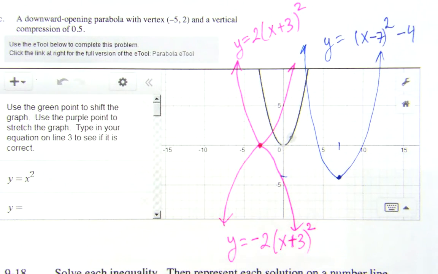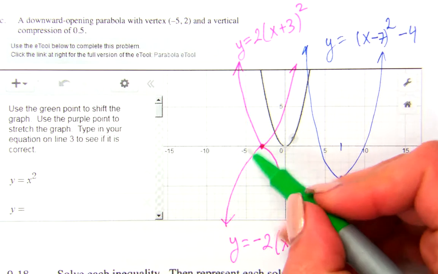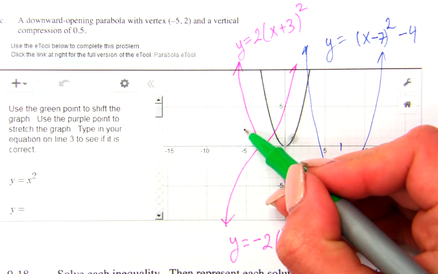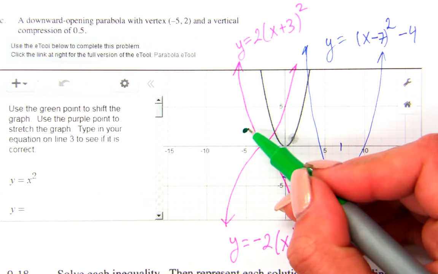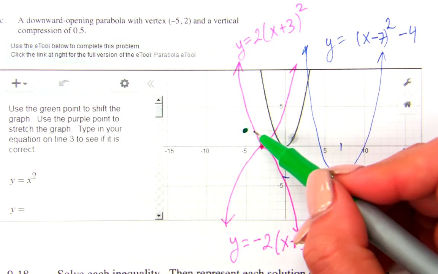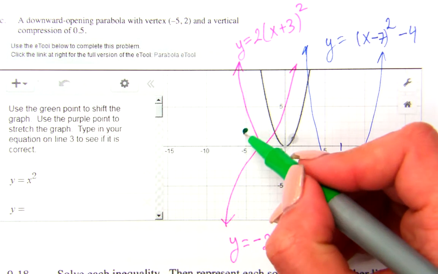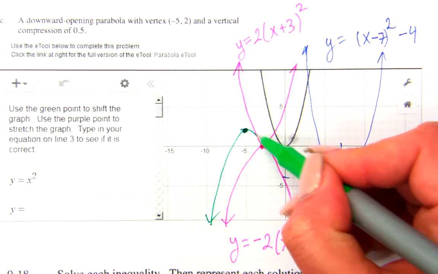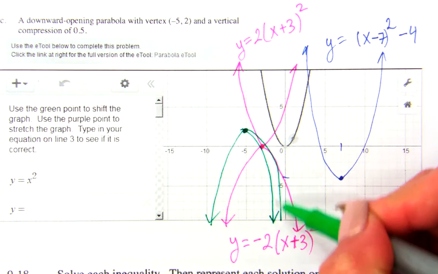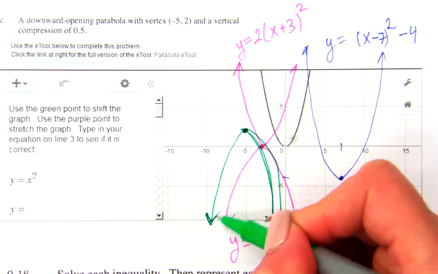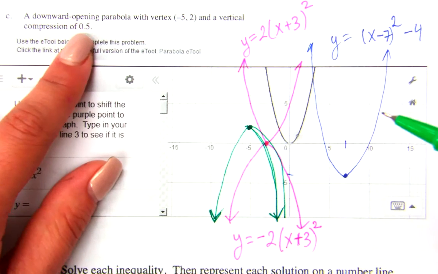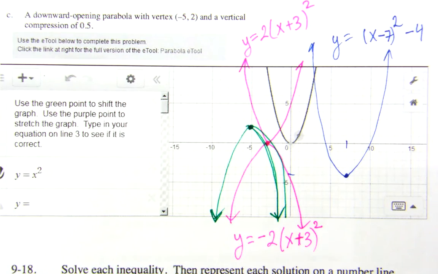And then part C says a downward opening parabola with a vertex at (-5, 2) and a vertical compression of 0.5. Okay, so now we definitely know it's negative. The vertex (-5, 2) is over here. So we know it's going to go down, somewhere like that. And your compression is 1/2, so it's probably going to be a narrow one.